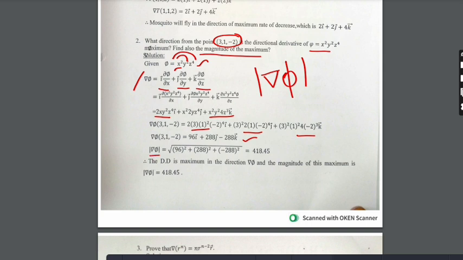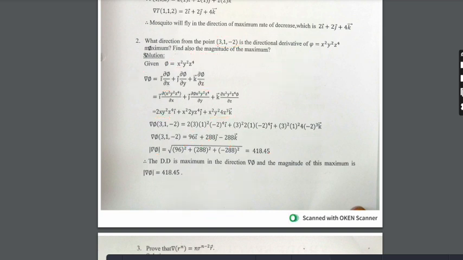So modulus del phi value is nothing but square root of x square plus y square plus z square. Here x takes the value 96, y is 288 and z is minus 288. If I square all the terms and take the square root, I will get the answer 480.45. So the directional derivative is maximum in the direction del phi and the magnitude of this maximum is 480.45.